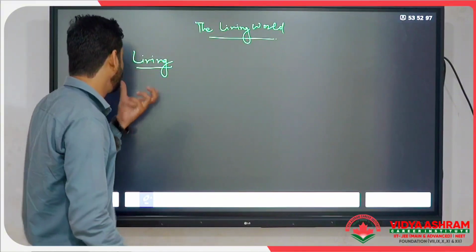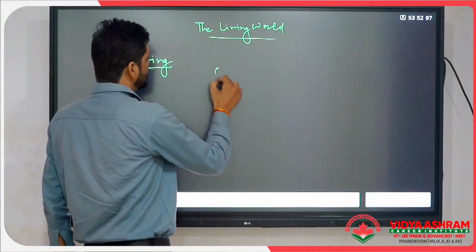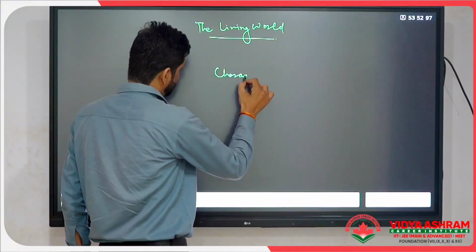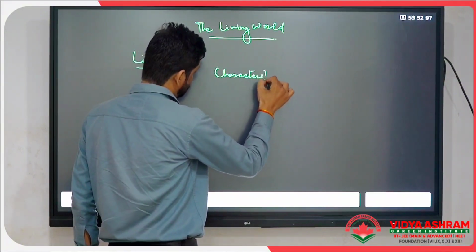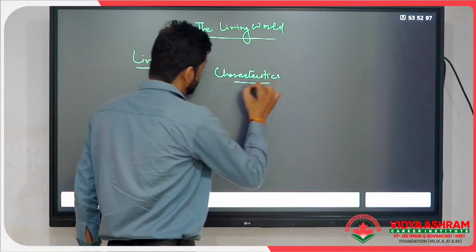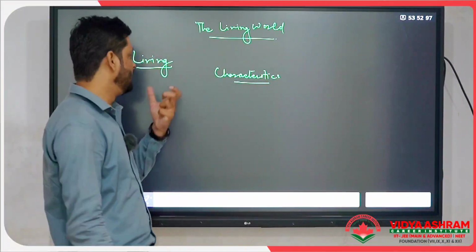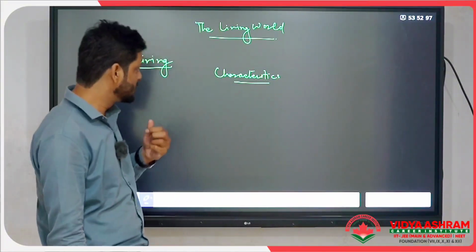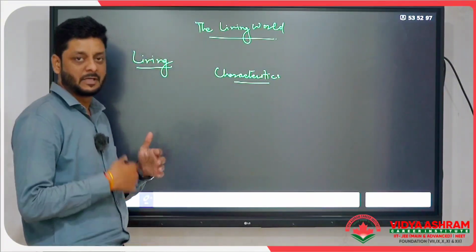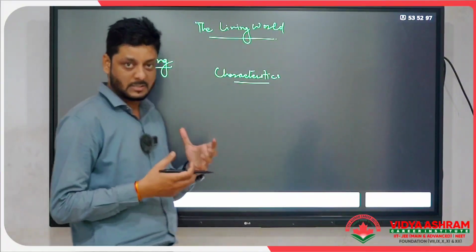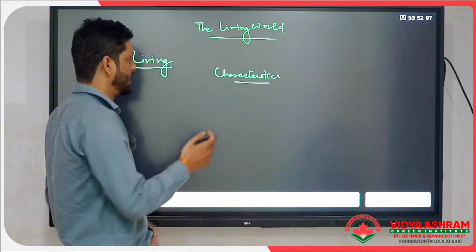कोई organism living कैसे कहलाता है? So there are certain characteristic features, characteristics that we need to notice in a living organism. What were those living characteristic features that we are going to focus on or notice in a living organism?